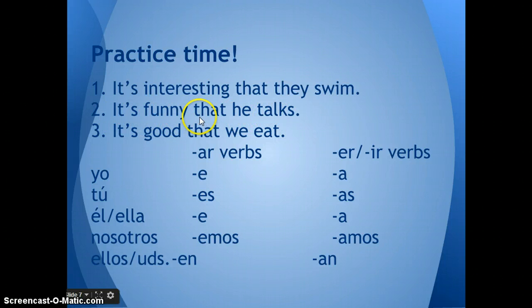Next one, it's funny that he talks. Es cómico que is the word that I would use. If you got a different word there, that may be okay. Es cómico que él, the verb is hablar, obviously, that's an AR verb. We want to use the E ending, que él hable, with an E. And then finally, it's good that we eat. Es bueno que nosotros, the verb is comer, ER verb. We want an amos ending. Que nosotros comamos. Naden, hable, comamos. Those are your verbs.